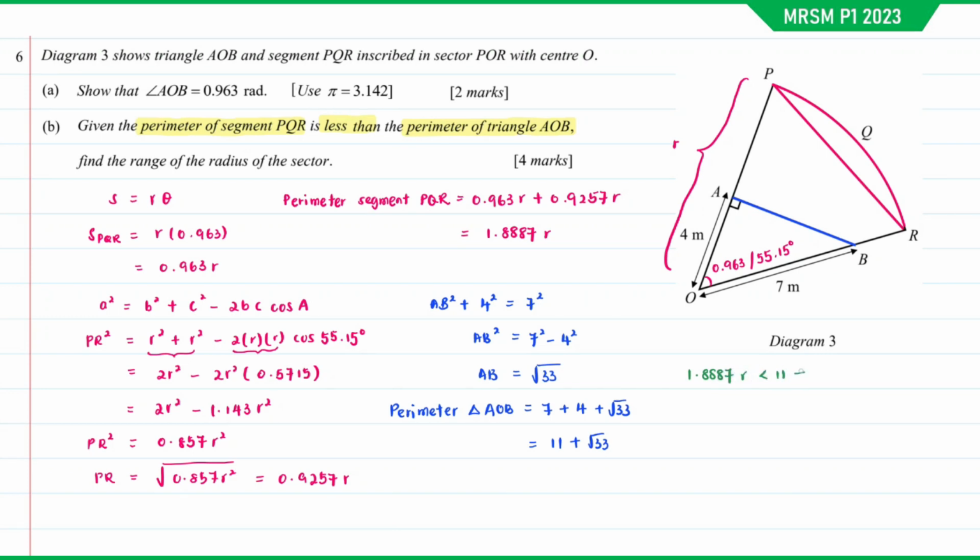1.8887R is less than 11 plus square root 33. So R is less than 11 plus square root 33 divided by 1.8887. So R is less than 8.866. So based on the length of OR, which is the radius, OB is equal to 7 meter. Therefore, the range of the radius of the sector will be R is greater than 7 but less than 8.866.